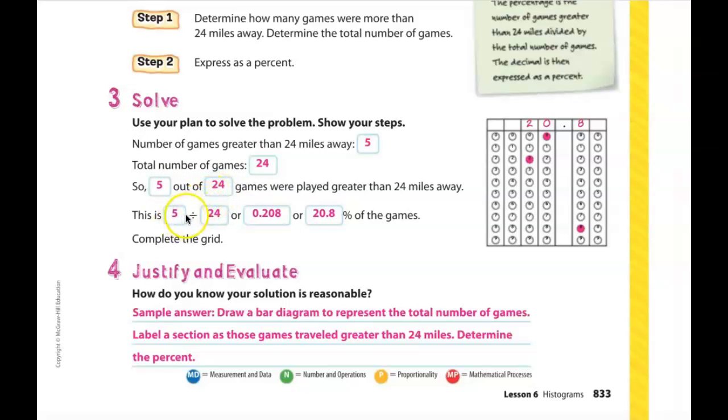5/24. 5 divided by 24 is 0.08, and actually 3333 forever. And then we multiply by 100, we got 20 and 8/10%. Okay, and then if we get to gridable responses on the STAR test, then we would put the 2 in the tens place, the 0 in the ones place, and the 8 in the tenths place, and then we bubble in the numbers underneath that. And you'll notice the ones that we don't use, we do not bubble at all. We just leave it completely blank.